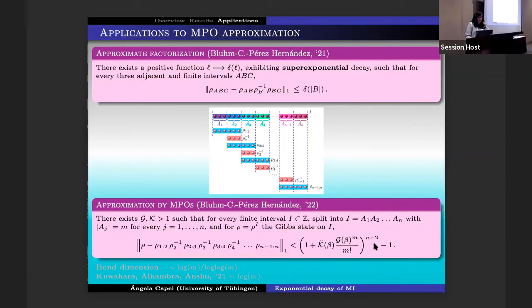Without going into many details, the bond dimension one would obtain here would be of the order of log m over log log m. This should be compared to the previous result by Uehara, Alhambra, and Anshu, where they obtain some log m. So the improvement on the bond dimension is not very high, but on the other hand, we have something that is analytical, so it's probably interesting for many other things.